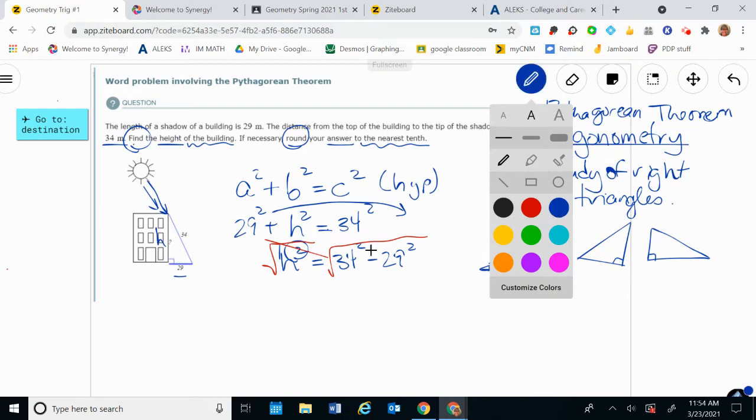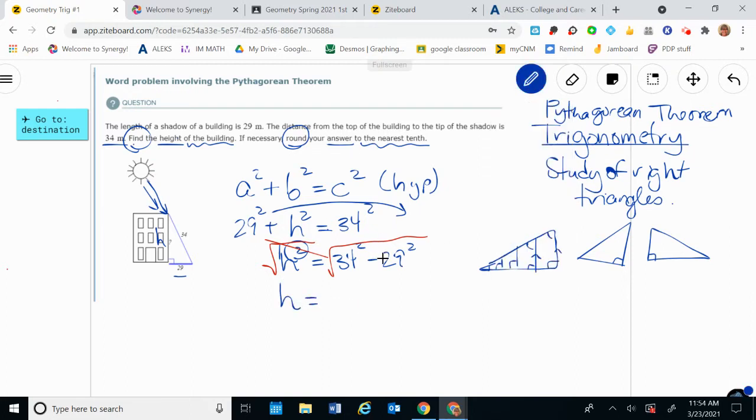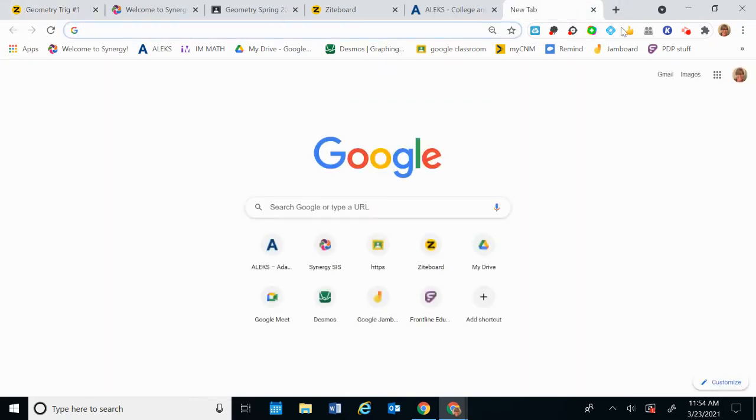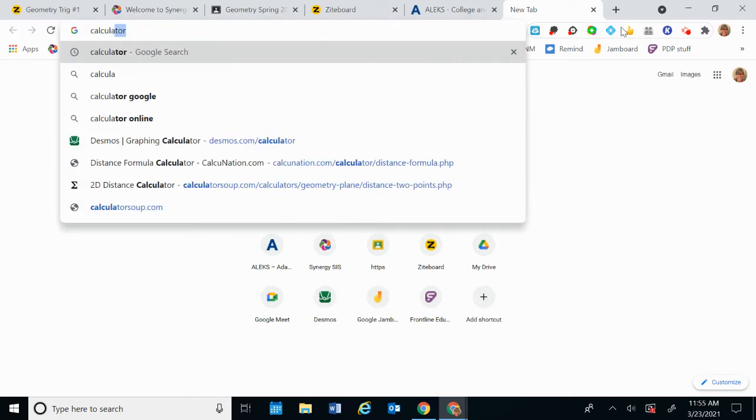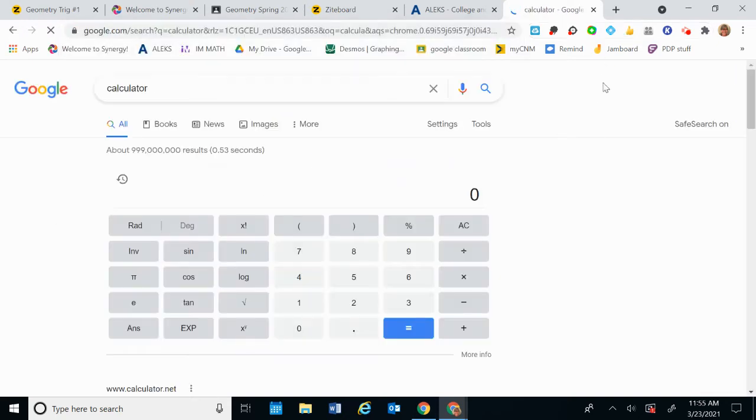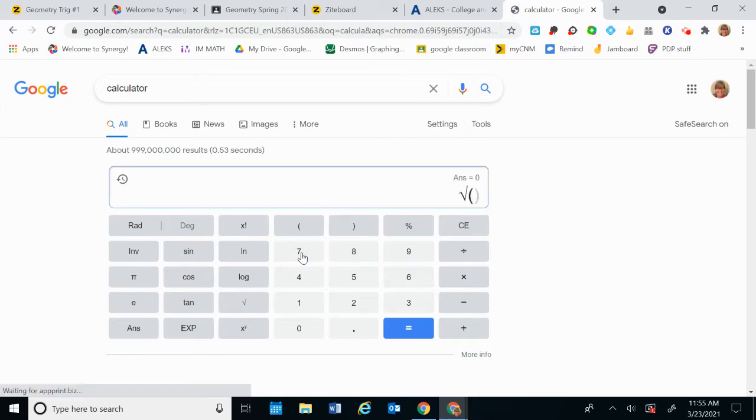Okay? Then you get h is equal to, and then you're going to plug this into a calculator. So the square root of 34 squared minus 29 squared. That's what's nice about calculators. These days, they're pretty fancy. So you can actually enter in some really nice stuff. So I could go square root of, okay, 34. It was 34.